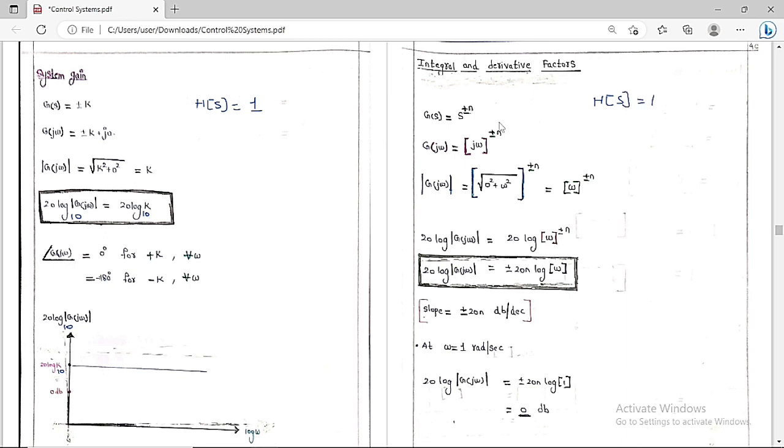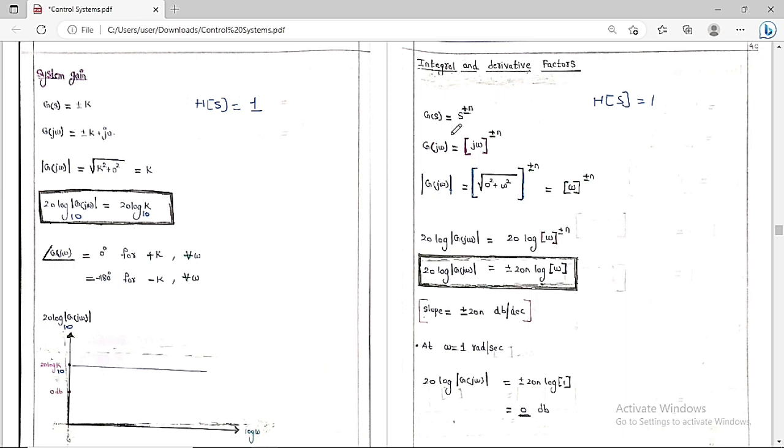Therefore we can say G(s)H(s) is equal to s to the power of plus or minus n. Suppose if you are going to use the positive sign, we can say these are zero terms or derivative terms. If there is negative, we are going to get the integral terms. So positive means we are going to get derivative factors, minus means we are going to get the integral factors. Therefore G(s)H(s) is equal to s to the power of plus or minus n.